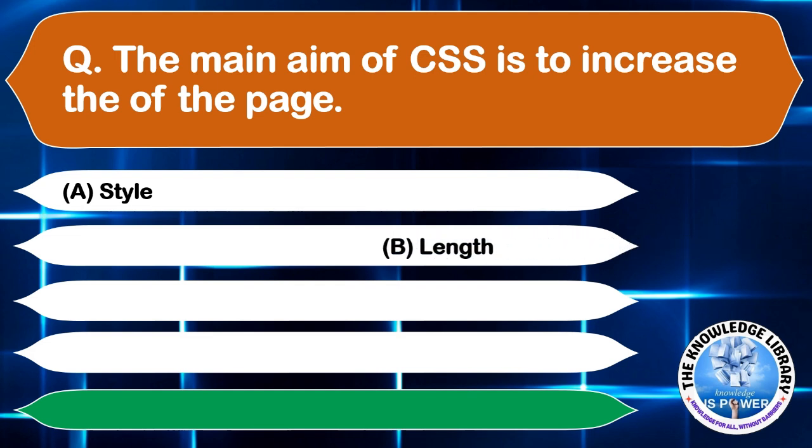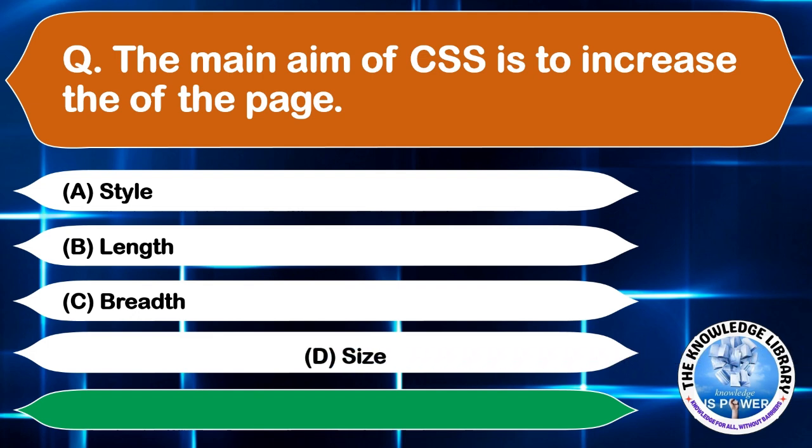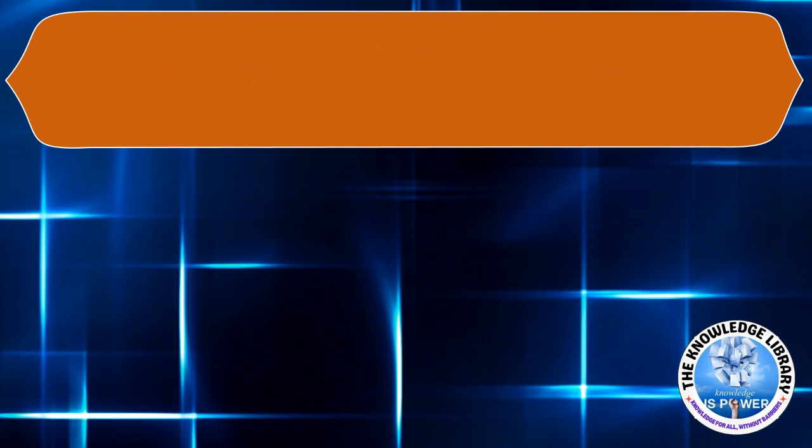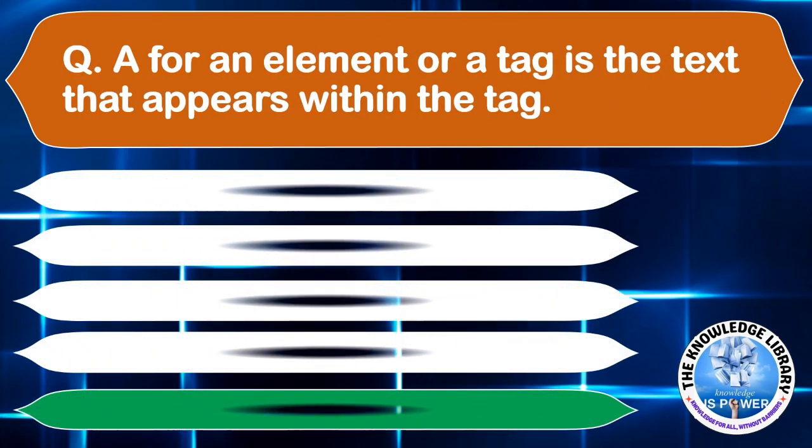The next question is, the main aim of CSS is to increase the dash of the page. Option A, style. Option B, length. Option C, breadth. Option D, size. The correct answer is option A, style.